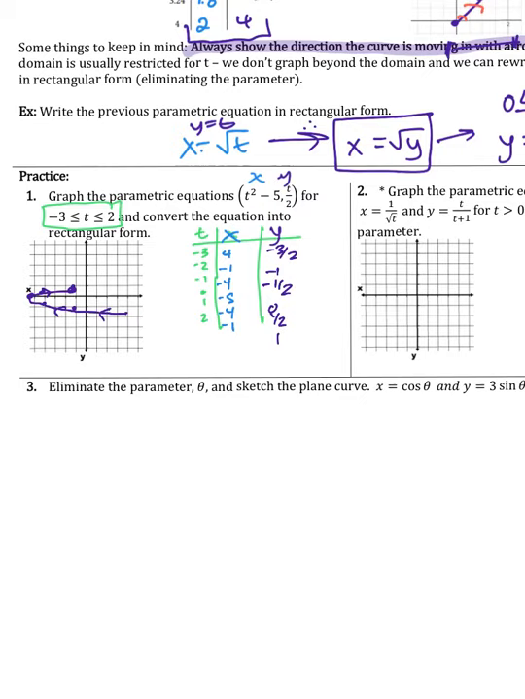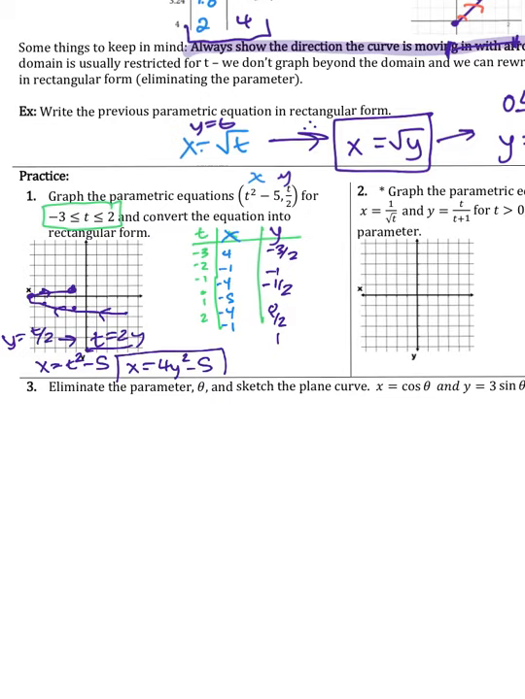Now I need to adjust the domain and find the rectangular form of the equation. So if x is equal to t squared minus 5, and y is equal to t over 2, I could substitute that in. Actually, let's go ahead and change this to be t equals 2y, and we can substitute that in here. So x equals 4y squared minus 5. So here is my rectangular form.